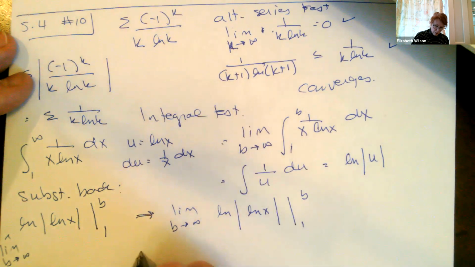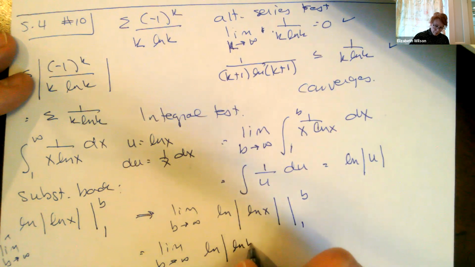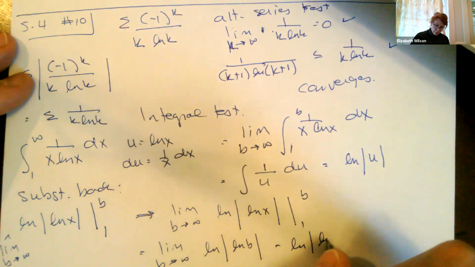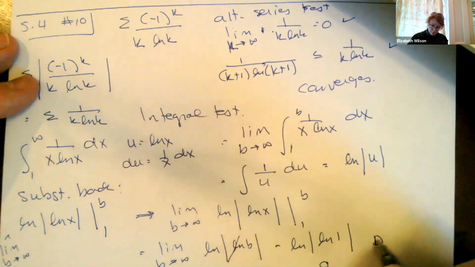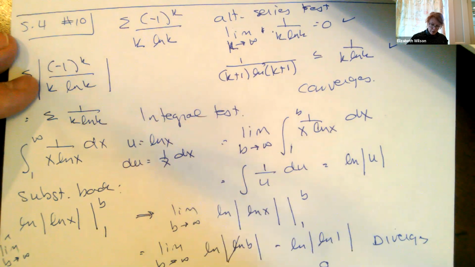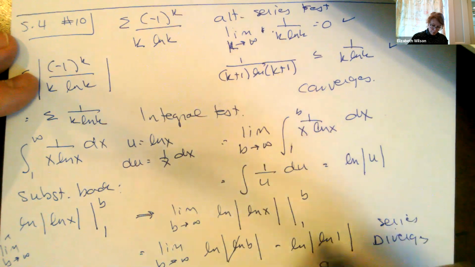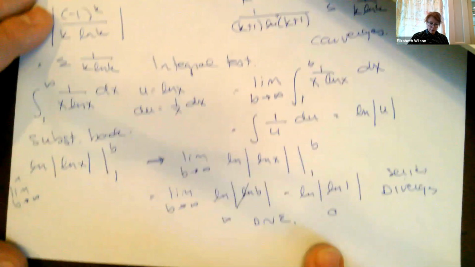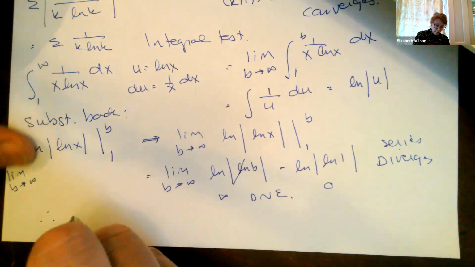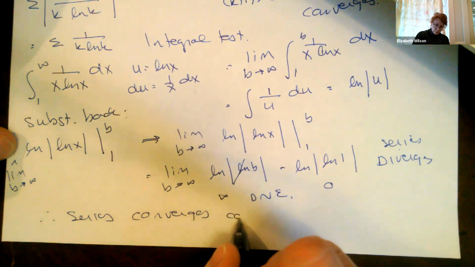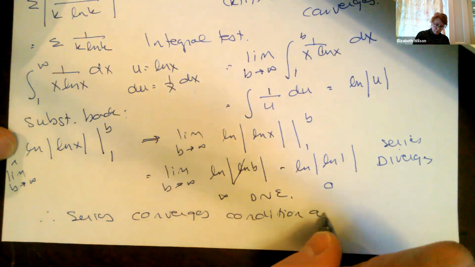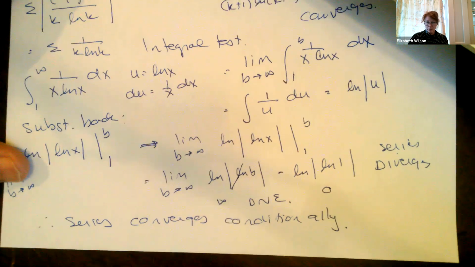So let me rewrite this to make it look prettier. Okay, so let's evaluate that. The limit as b goes to infinity of the natural log of b minus the natural log of 1. It doesn't matter that this goes to 0, because this one is going to infinity. So this diverges. Because the limit doesn't exist, the series diverges. So therefore, we're going to say that our series converges conditionally, because it's conditional on it being an alternating series.